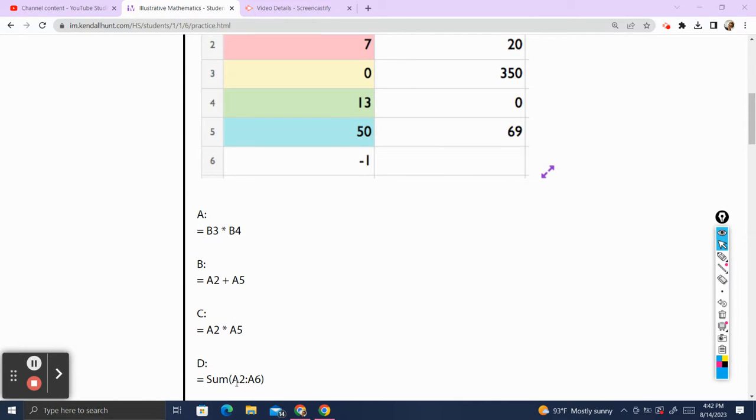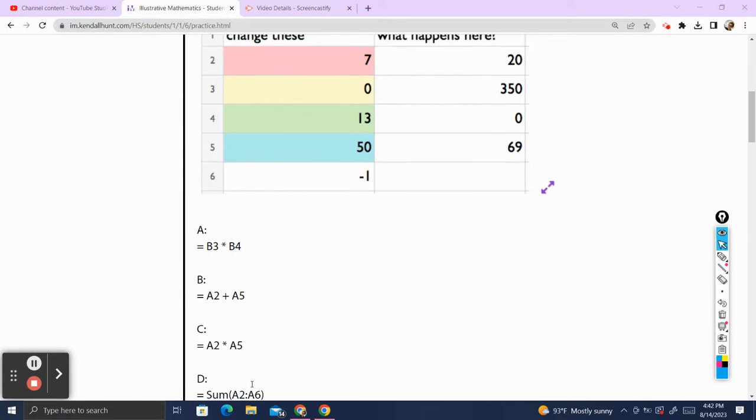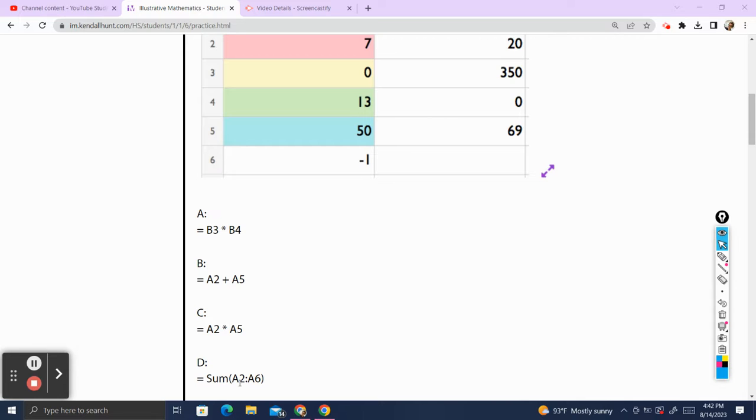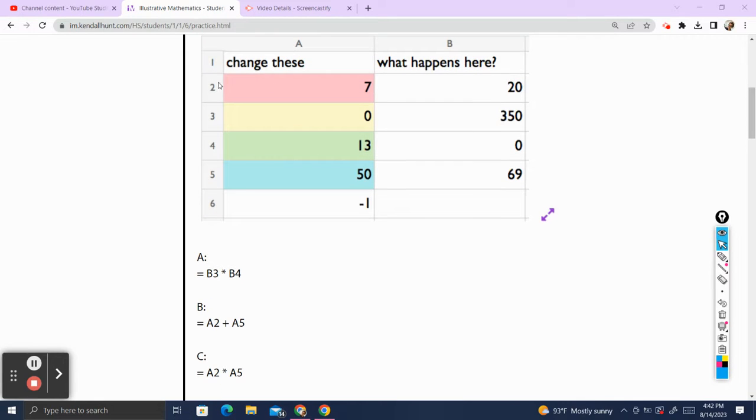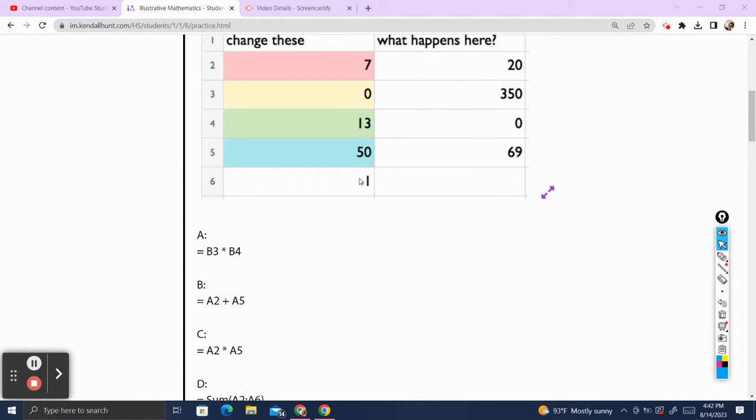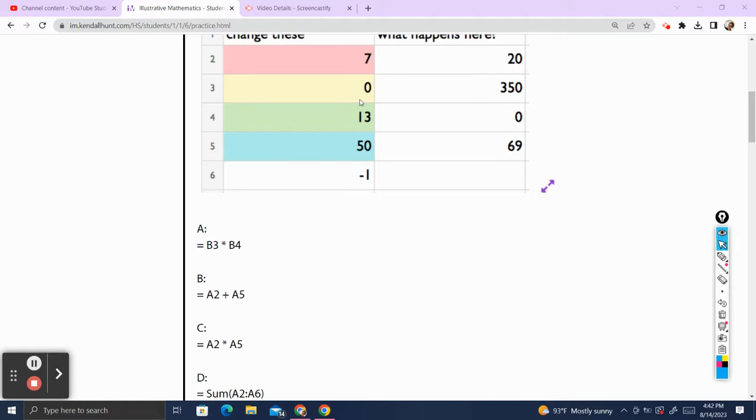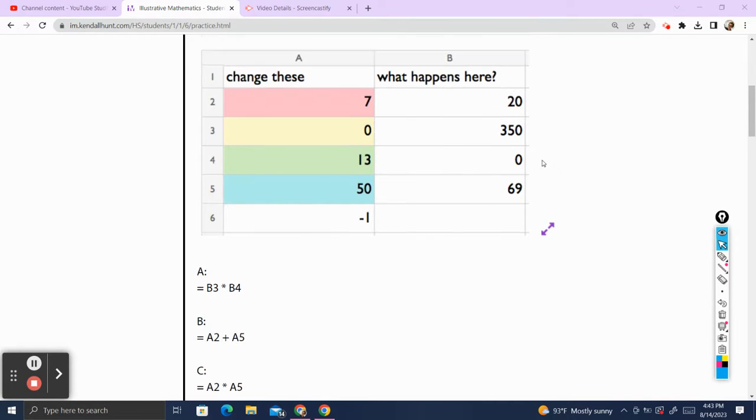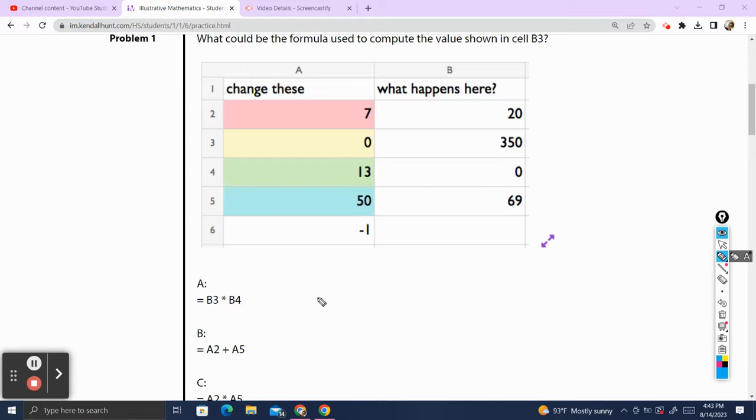D says sum A2 colon A6. When you see this value, it just means it is the sum of all the values from A2 down to A6. Quickly looking at this, I see we have a 7, 0, 13, 50, and a negative 1. If I add up all of these values, I know that it's going to be a positive number because negative 1 is not going to make that much of a difference. So the answer is not going to be 0, which leaves us as our final answer being A. So we were allowed to use B3 as part of the calculations. That's the only option that we could choose.